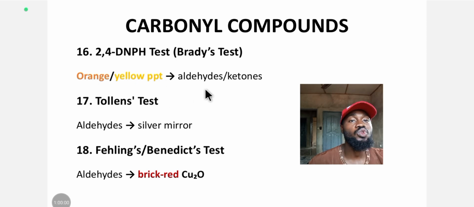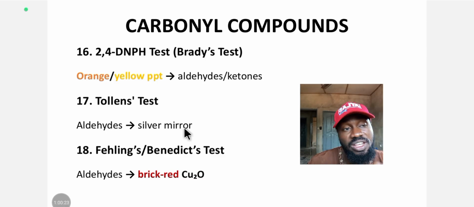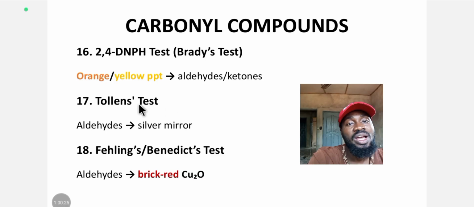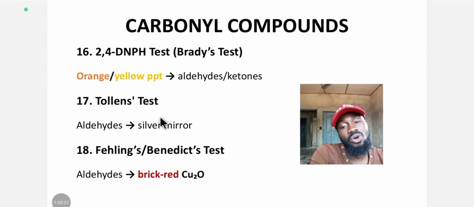The next test you can also use to test for carboxylic compounds is the Tollens test. When you add aldehyde to the Tollens reagent, you get a silver mirror. You see yourself reflected in the silver mirror. So the Tollens test is used to ascertain the presence or absence of aldehyde. This one is peculiar to aldehyde.